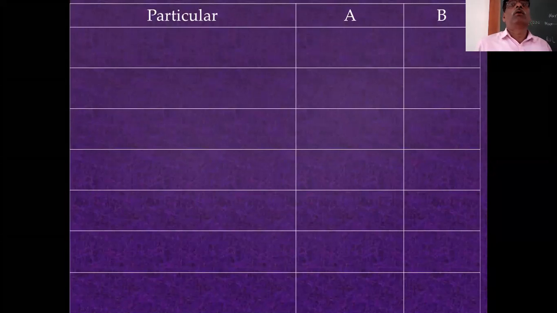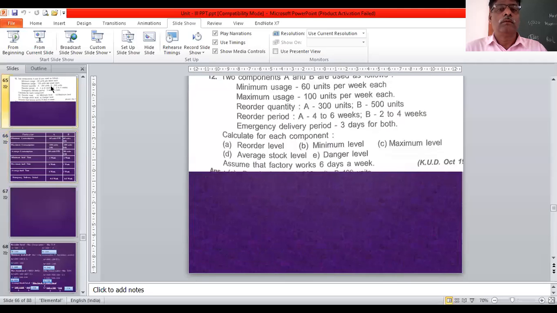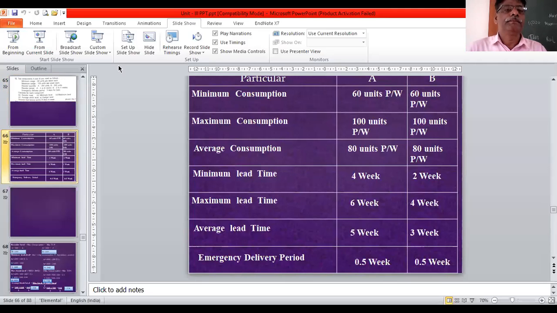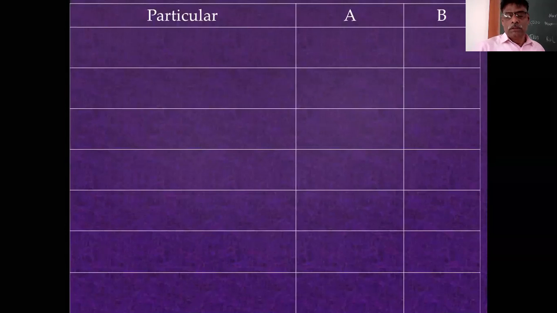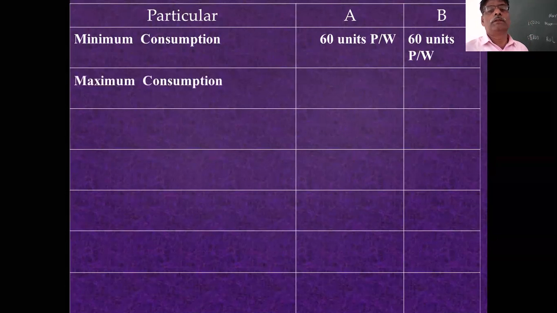So first I will calculate the required things. First requirement is minimum consumption. What is minimum consumption for A? 60 units per week. Minimum consumption for A is 60 units per week and B is also 60 units. A and B separately not given, it is common for A and B. And maximum consumption is 100 units per week. For B also 100 units per week because it is common.